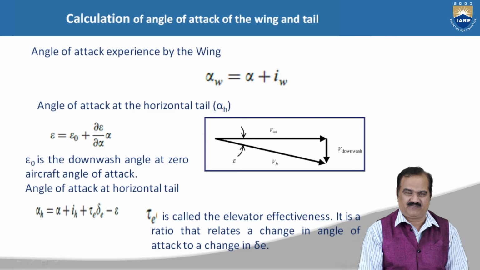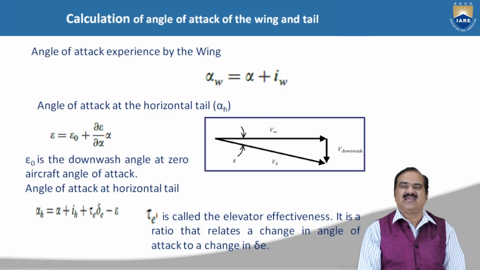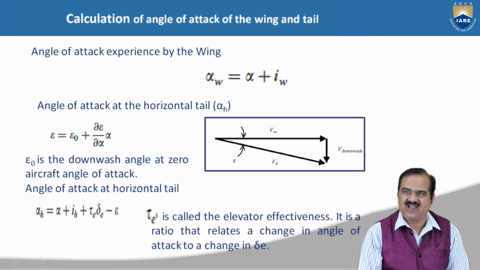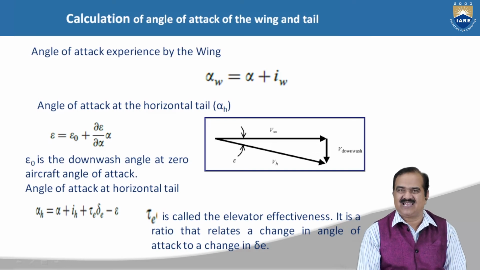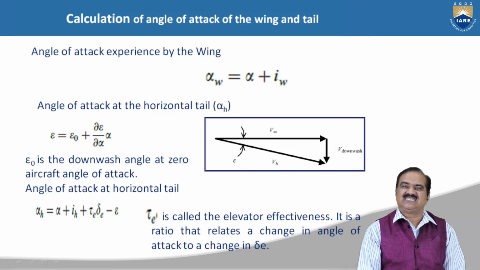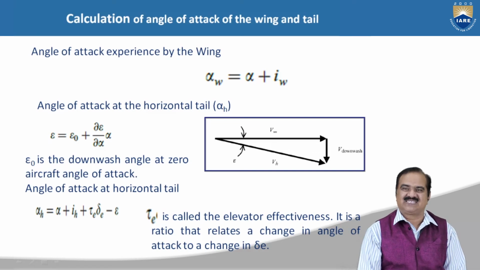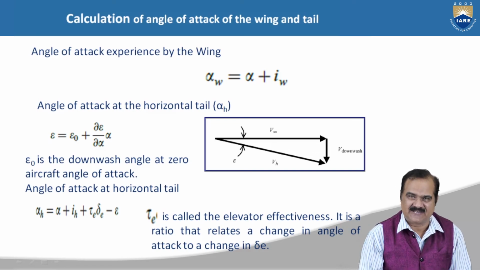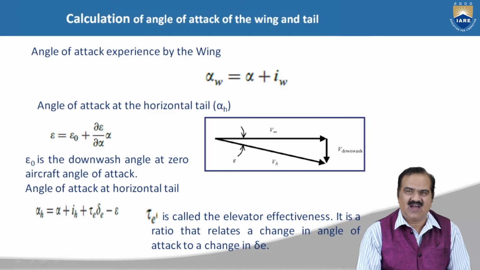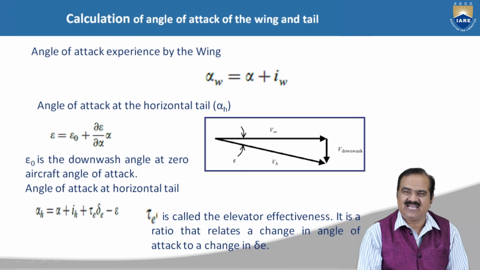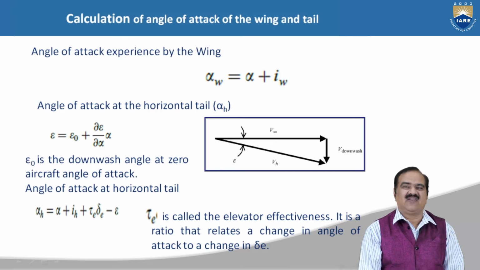It is alpha W. This alpha W is equal to alpha plus IW, where alpha is the angle of attack between the relative wind and the reference line of the aircraft, and IW is the incidence angle of the wing which is installed in the aircraft with reference to the aircraft reference or aircraft fuselage line. So what will be the angle of attack at the horizontal tail? That is alpha H.